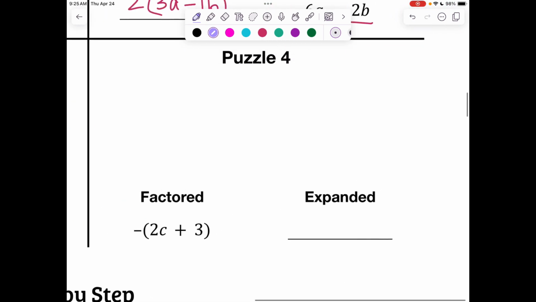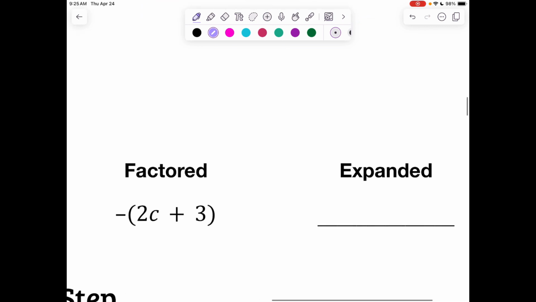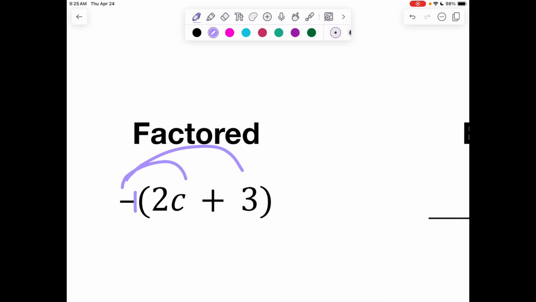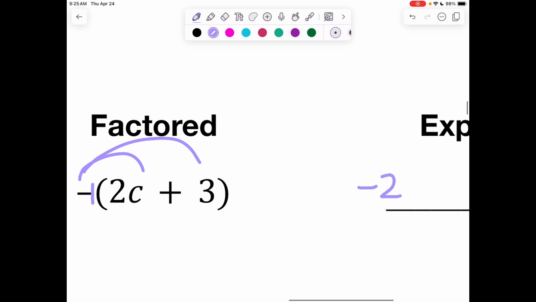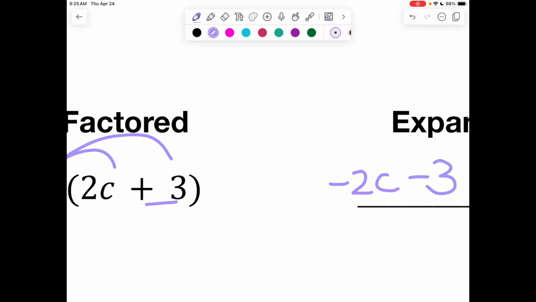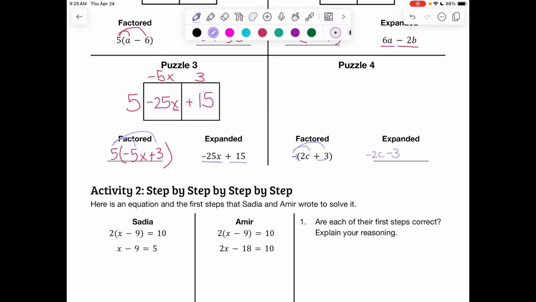All right, let's take a look at number 4. This time we have negative 1 times 2c plus 3. We need to do our whoop whoops. Anytime there's not a number, it really means like a 1. So negative 1 times 2c would be negative 2c. And then negative 1 times 3 would be negative 3. So that is how we would write it in expanded form.